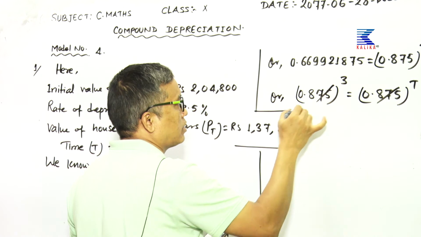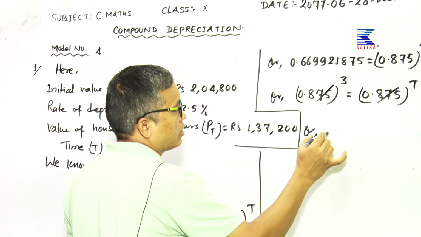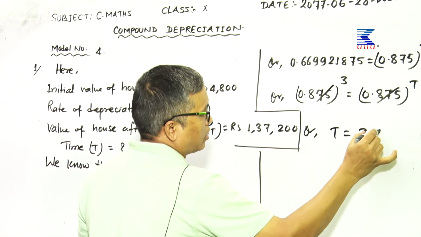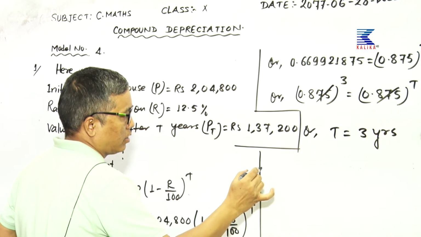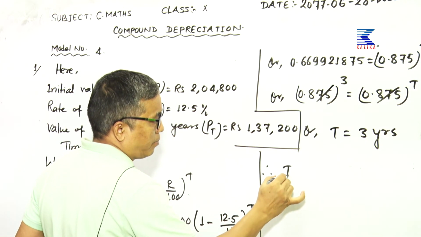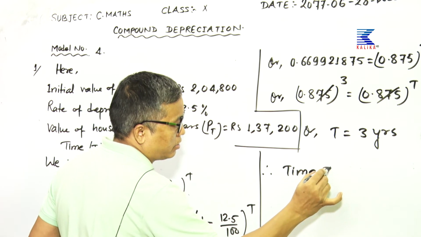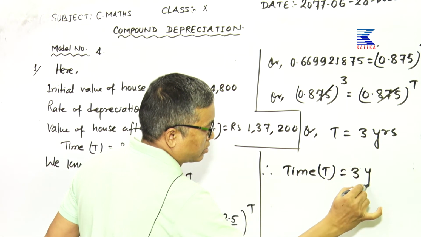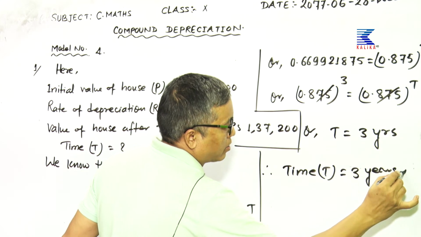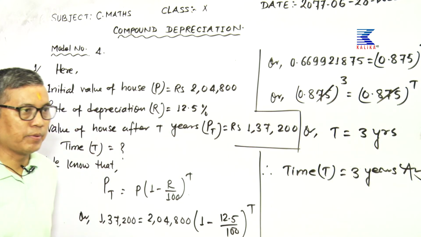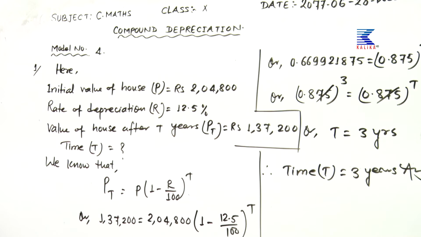The base and base cancel each other, then t equal to 3 years. Therefore, time t is equal to 3 years. This is the answer of this question. It means after 3 years, the value of the house will be rupees 1,37,200. Okay, clear? Questions number 2 and 3 are similar to question number 1.